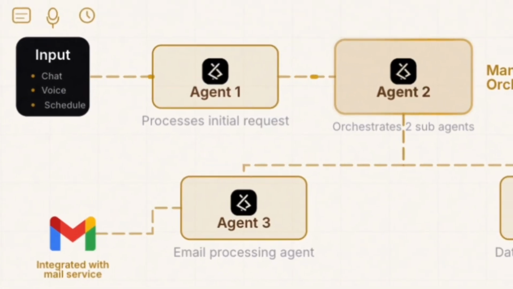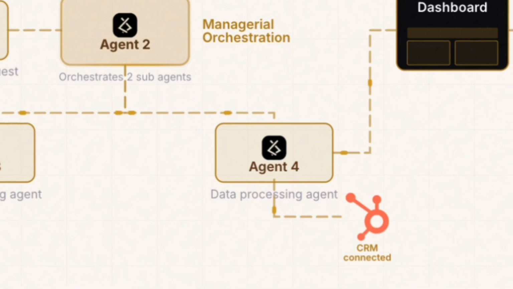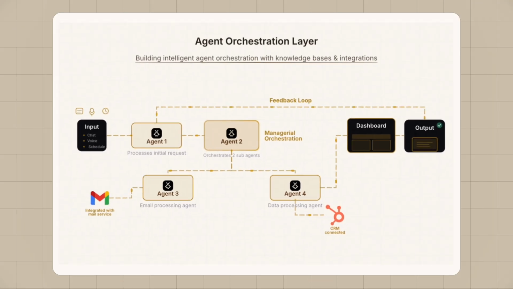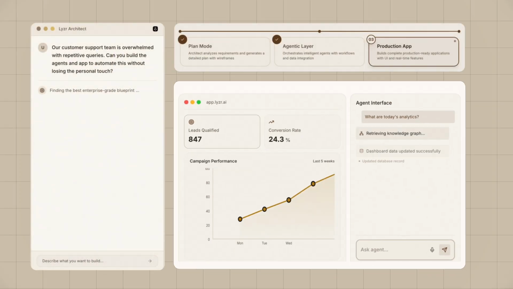Architect creates specialized agents, each with a role, goal, and locked prompt. Tools and data sources connected automatically. It builds the agents and the application.